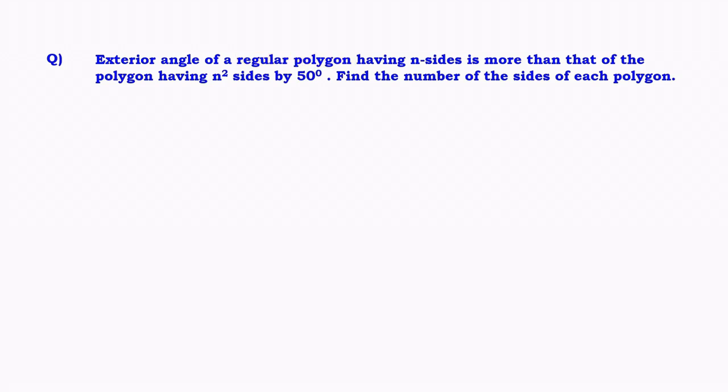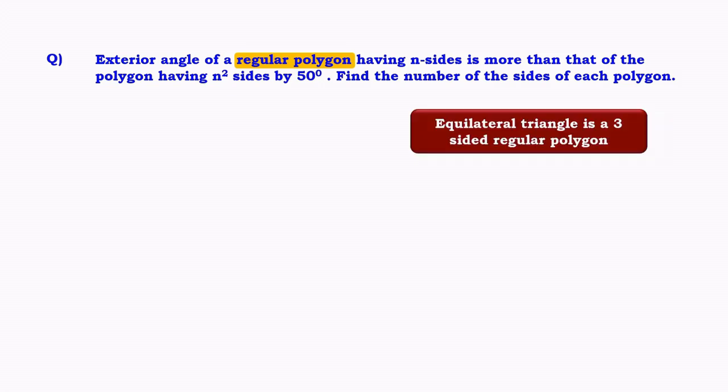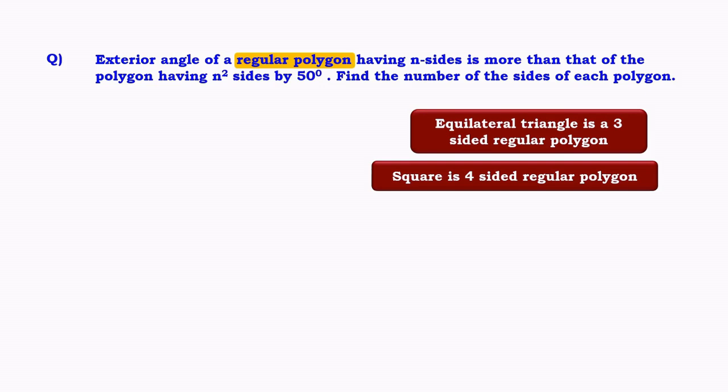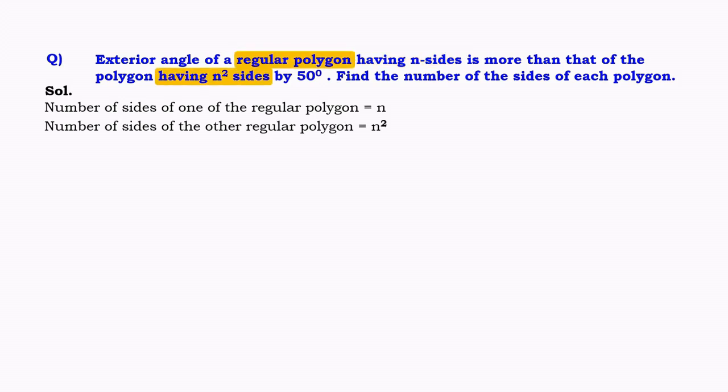Before solving the problem, let us quickly recall what a regular polygon is. A regular polygon is a closed figure in which all sides are equal and all angles are equal. For example, an equilateral triangle is a regular polygon with 3 sides, and a square is a regular polygon with 4 sides. Let the number of sides of the first regular polygon be n. Then the number of sides of the second regular polygon will be n squared.